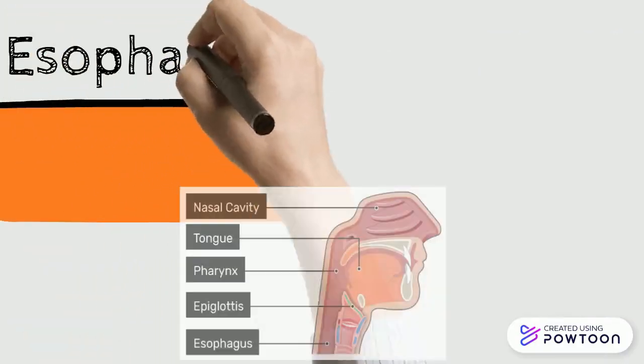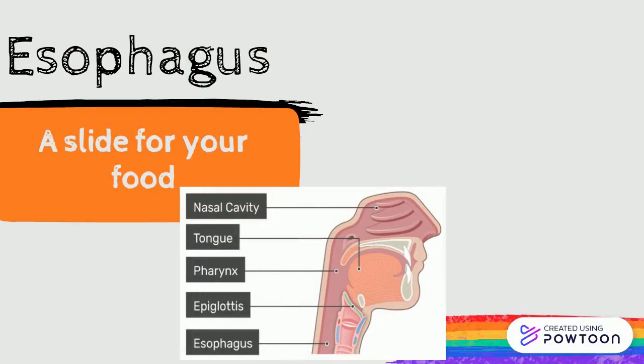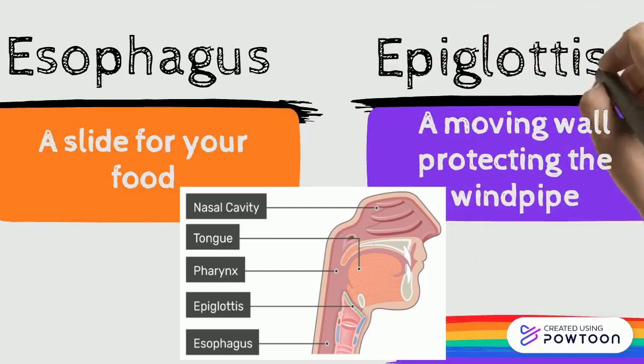After the vocal folds is the esophagus and the epiglottis. You can picture the esophagus as the slide where food goes down after chewing. Although the esophagus doesn't help with speaking, the epiglottis, which you can picture as a moving wall, moves to cover the esophagus when we speak to let air through the trachea and into the mouth, and moves to cover the vocal tract when we eat so food doesn't get into the lungs.